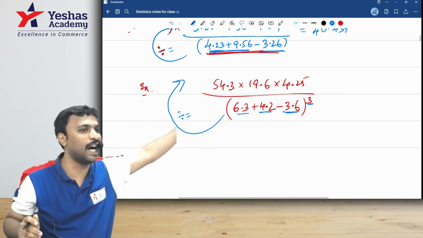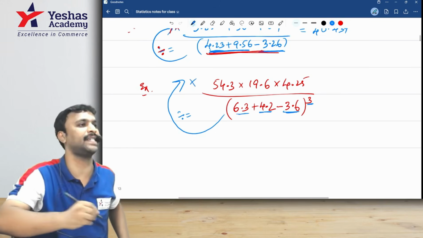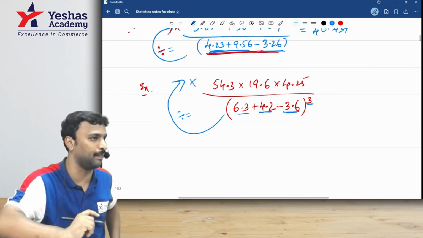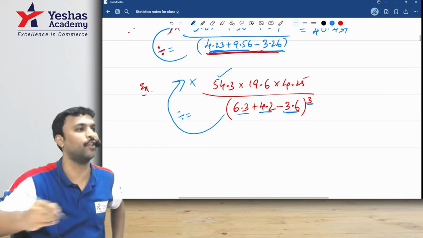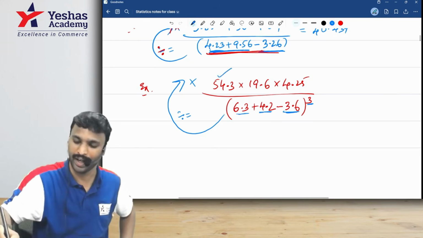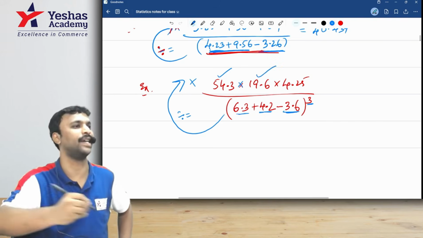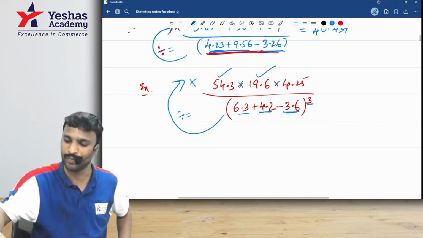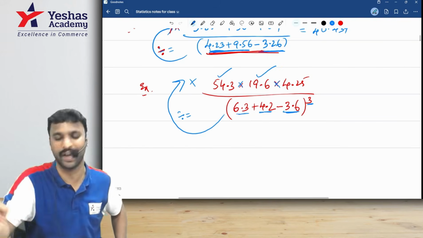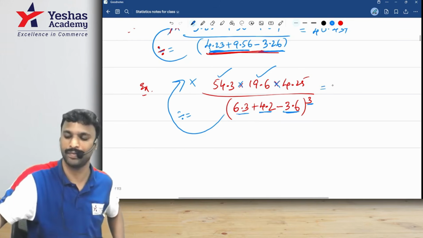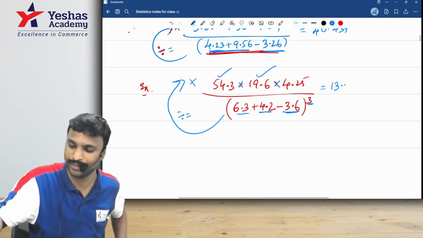After taking it up, what would you do? Press into, because you need to multiply. 54.3 into 19.6 into 4.25. How much is it? 13 point.